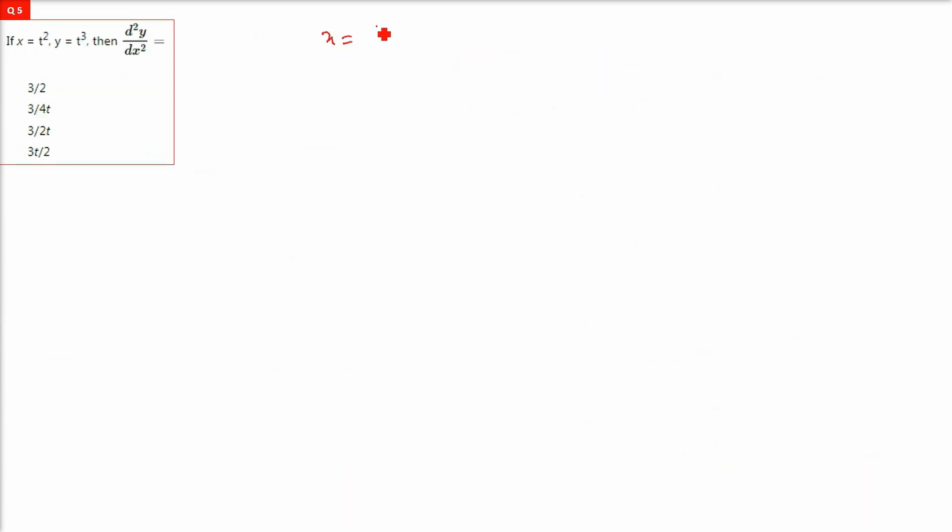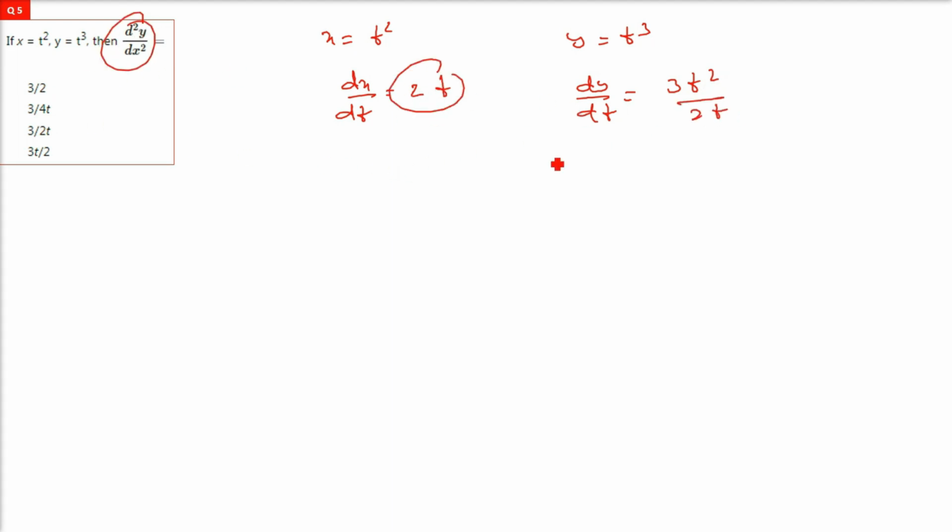Now, x is t square, y is equal to t cube, dx by dt is equal to 2t, dy by dt is equal to 3t square. Now, dy by dx is nothing but dy by dt divided by dx by dt. So take dy by dt, divide it with dx by dt, you will get 3t by 2. So you will be tempted to say, oh, the fourth option is correct and we have got the answer. No, d2y by dx2 has to be done.